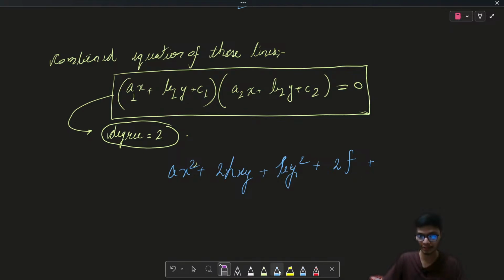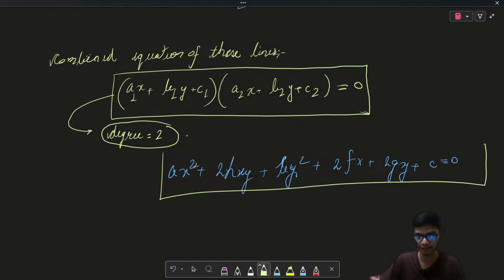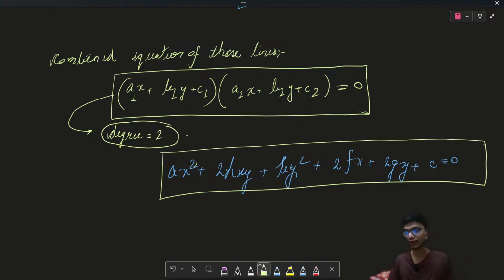Let us say we have fx over here plus 2 times gy plus some constant c is equal to 0. Okay, let us say this is the equation that I will obtain if I just multiply, right? So I have taken up all the possible considerations, right? Now there is also a specific reason for writing these two terms over here, right?